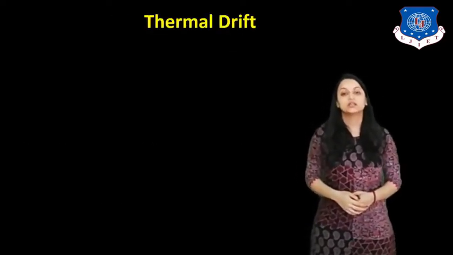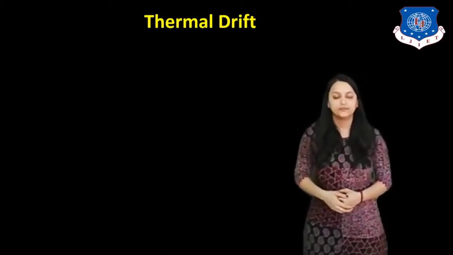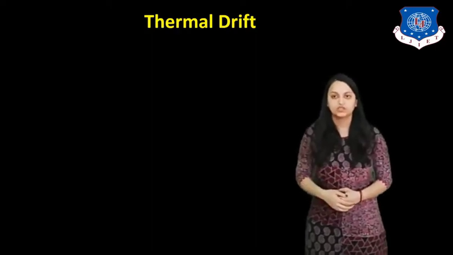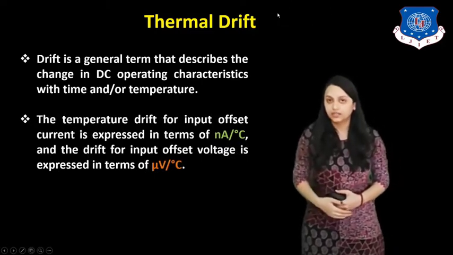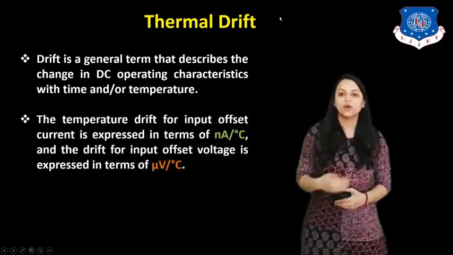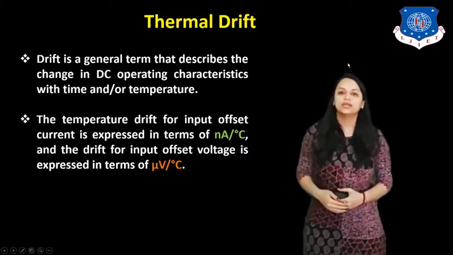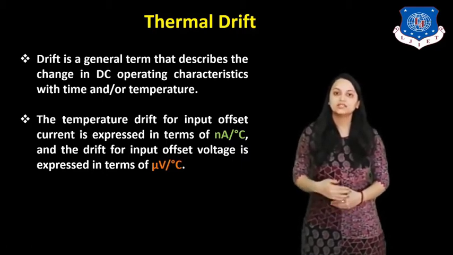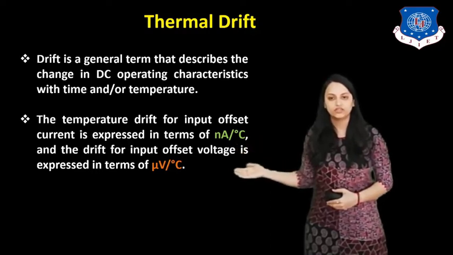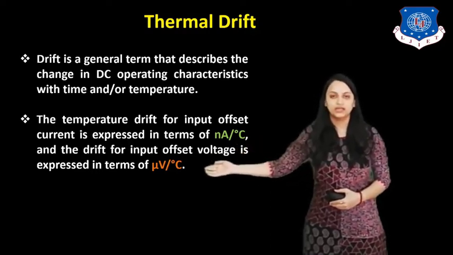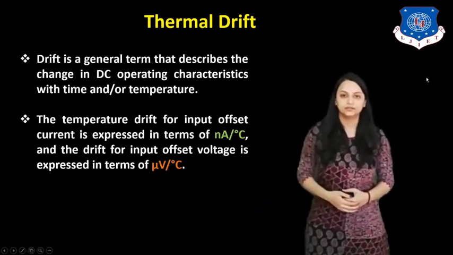Next parameter is thermal drift. As the word thermal suggests, it is related to temperature. So, what is thermal drift? Drift is a general term that describes the change in DC operating characteristics with time or temperature. The temperature drift for input offset current is expressed in nanoamperes per degree Celsius, and drift for input offset voltage is indicated as microvolts per degree Celsius. So these are the units for thermal drift in terms of voltage and current.